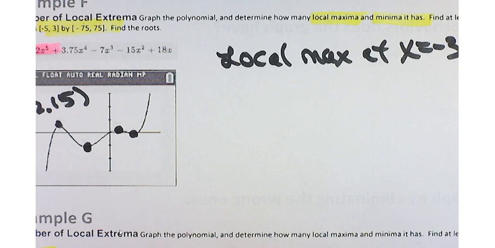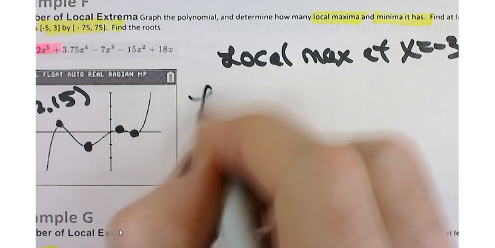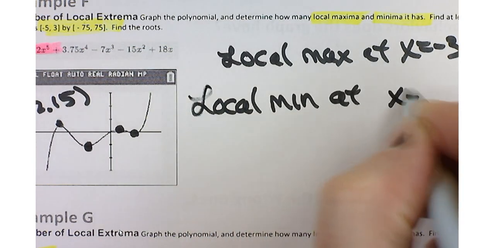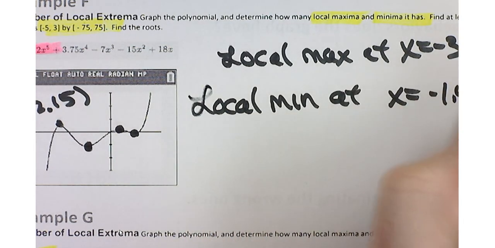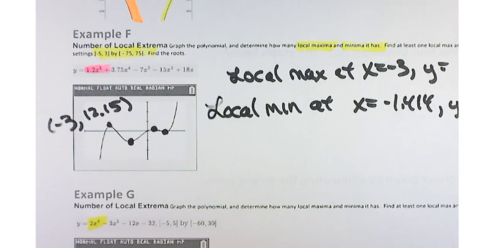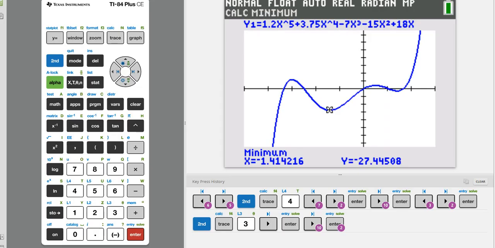So local min at x equals negative 1.414. Y equals, I didn't catch the y value. What was that y value? Let me look back here. Negative 27.445.